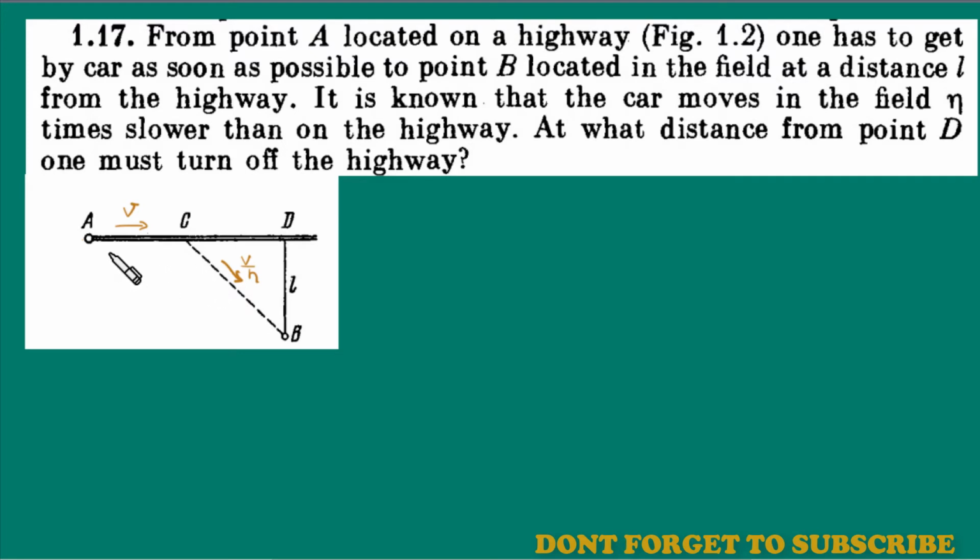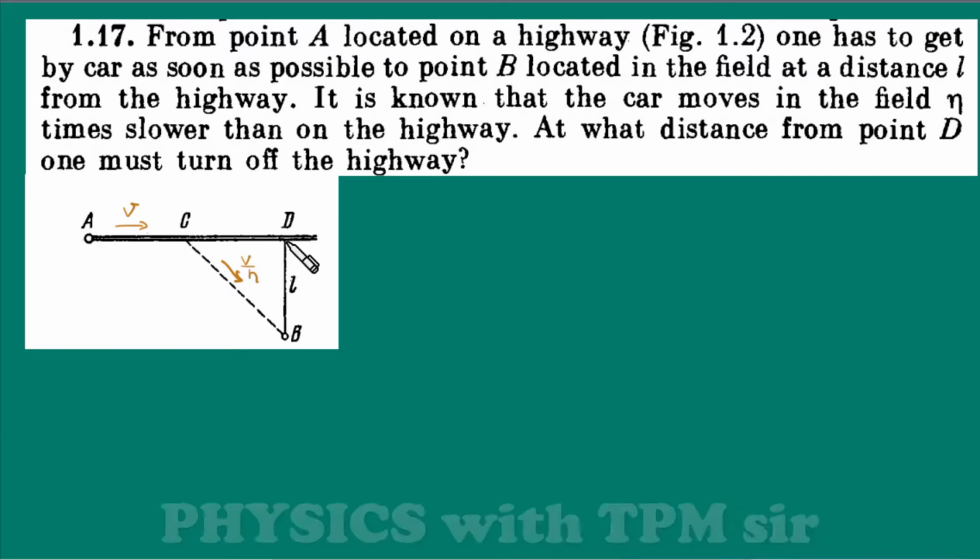So now the question is, she could go from A to D and then to B, but the question remains the same: by going to A and D first and then to B, will she take minimum time, or will she take more time, or should she turn toward B at some point C on the road? What should she do? This is the question. In the question they have also asked at what distance from D one must turn.